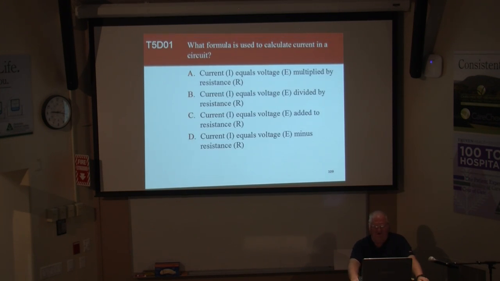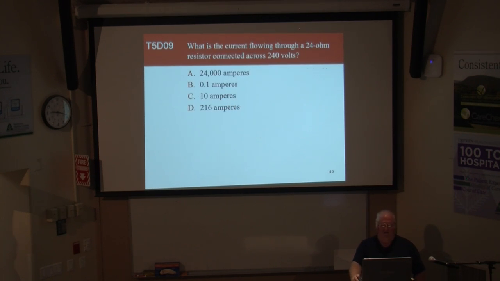What formula is used to calculate current in a circuit? B is the correct answer. Again, if you can remember that pie chart, that's going to be a good thing for you. What is the current flowing through a 24 ohm resistor connected across 240 volts? C, 10 amps.